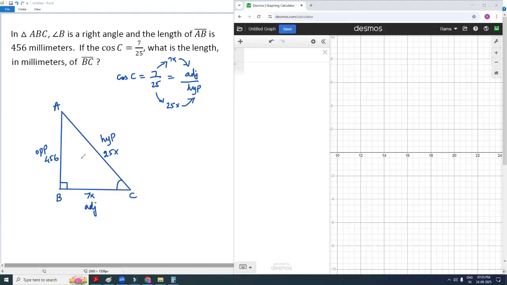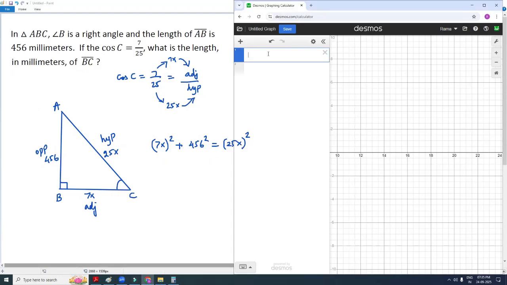Since it's a right triangle, we can use the Pythagorean theorem. The Pythagorean theorem says the sum of the squares of the two legs equals the square of the hypotenuse. That is (7x)² + 456² = (25x)². I squared the two legs and added them, and it is equal to the square of the hypotenuse, that is (25x)². Now we have to find the value of x in this equation. Once we get the value of x, it has to be multiplied by 7 to get the length of the line segment BC. We can solve for x in this equation using Desmos.